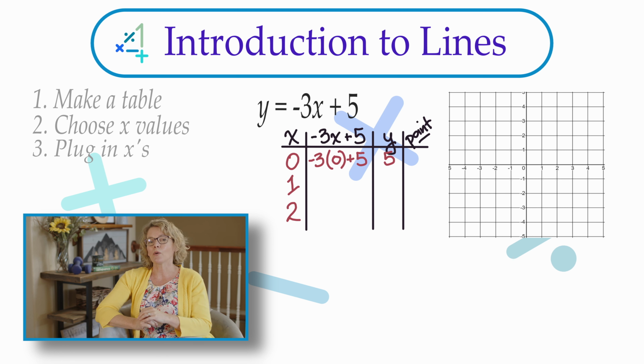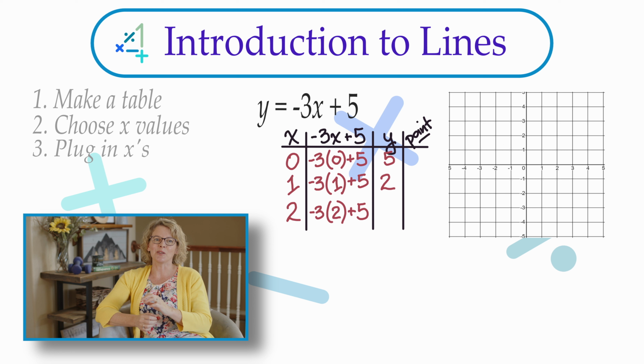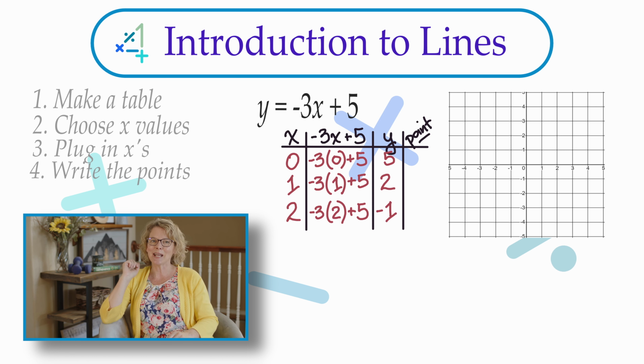Now I'll repeat that with x equals 1. Negative 3 times 1 plus 5 equals negative 3 plus 5. This time y equals 2. Now I'll put in x equals 2. Evaluating, I have negative 3 times 2 plus 5 equals negative 6 plus 5, and that boils down to negative 1.